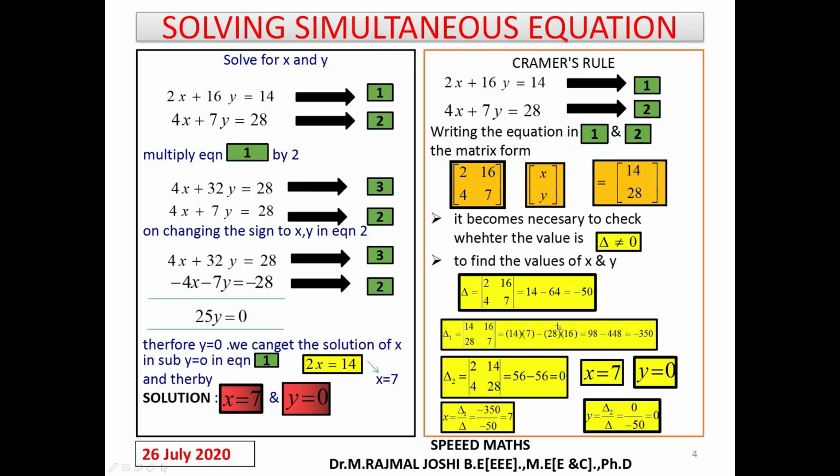So today's session we'll see how to solve simultaneous equations for the x and y variables. This technique will be useful for school students as well as for higher education students. So let us consider the two equations. We have 2x plus 16y is equal to 14 and 4x plus 7y is equal to 28.